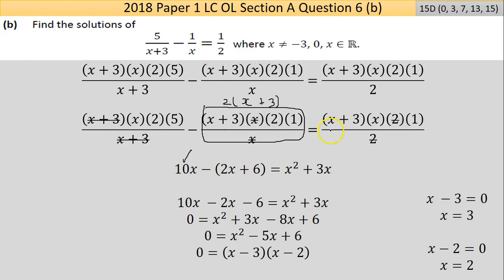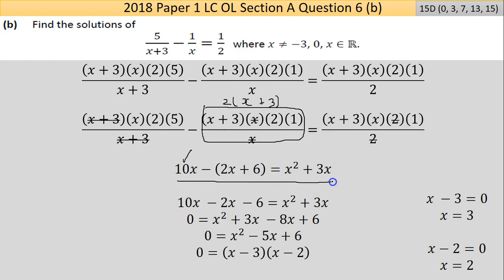If I just finish off this bit, if I go across to the right-hand side, the 2's have cancelled, so you're left with x plus 3 times x times 1. Now, if I just do x plus 3 by x, I'd end up with x squared. That's where I got that from. 3 times x is 3x. Now, if you multiply the whole term by 1, it doesn't change. Again, you just take your time. That should hopefully make sense, okay?